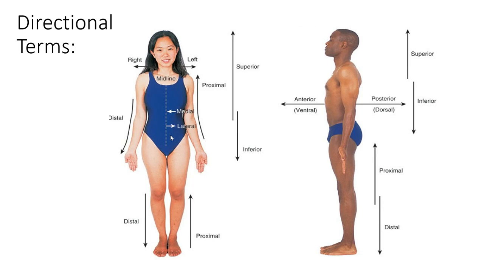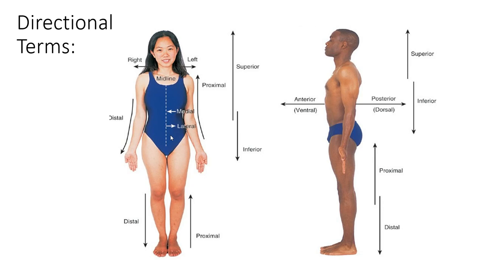Distal describes a position in a limb that is farther from the point of attachment or farther from the body trunk. An example would be the arm is distal to the femur.